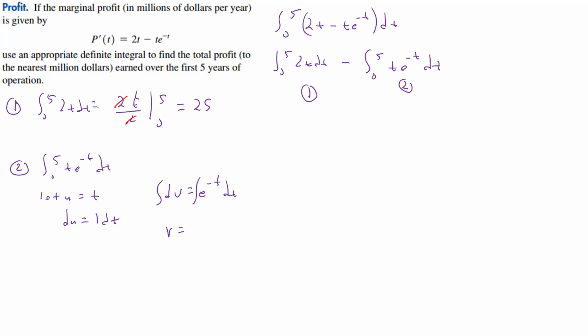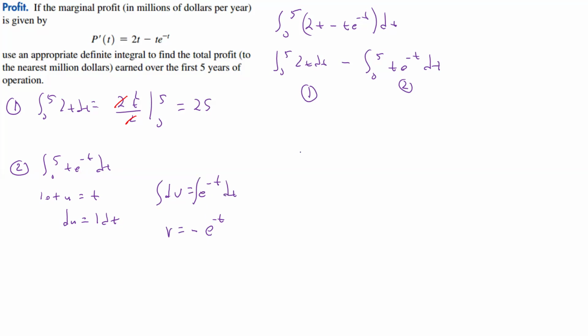Well, the derivative of the exponent is going to be a minus 1. So I have to divide by minus 1. So then that's going to be a minus e to the minus t. Okay, so that's my v. We're going to start skipping a few steps because we're going to start remembering how to do these.